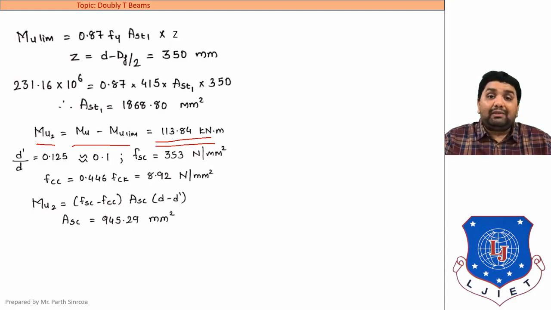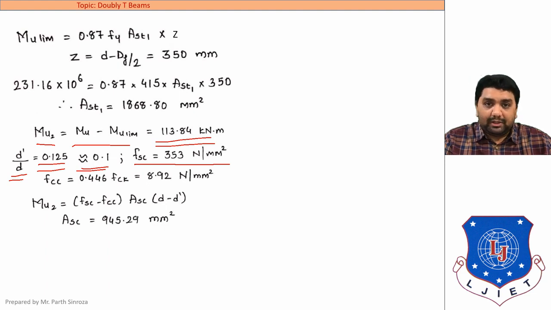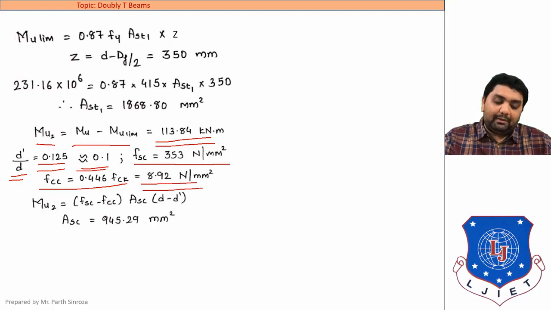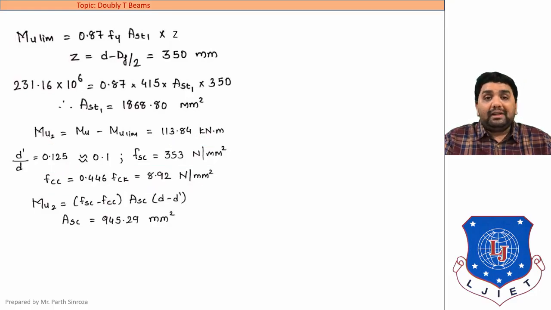Now we need to find the value of FSC and FCC from the same method that we used in the WRC beam. For FSC, we will be taking the ratio D dash by D, with D dash taken as 50 mm. The ratio comes out to be 0.125, rounding it off to 0.1. We get FSC equal to 353 Newton per mm square. And the next thing will be to find FCC. FCC will be found from the same method again, that is 0.446 FCK. It comes out to be 8.92 Newton per mm square. Clear?